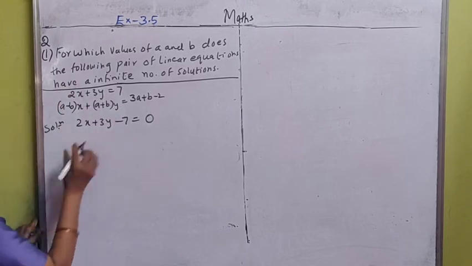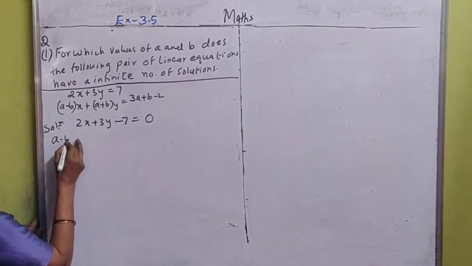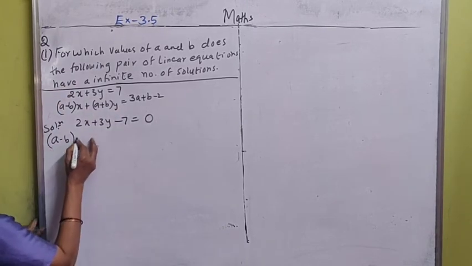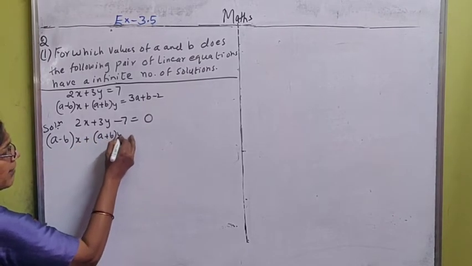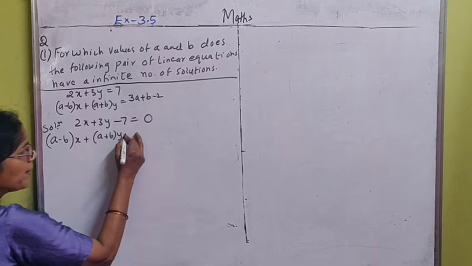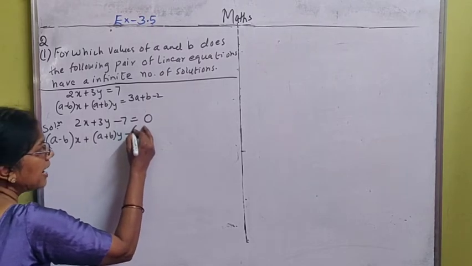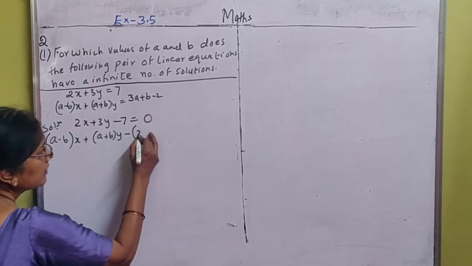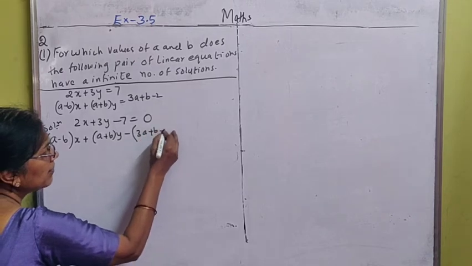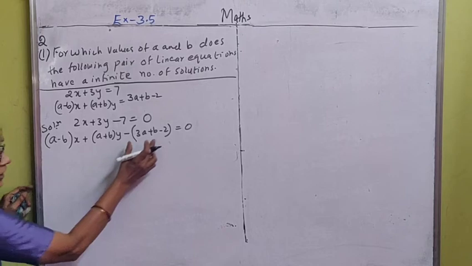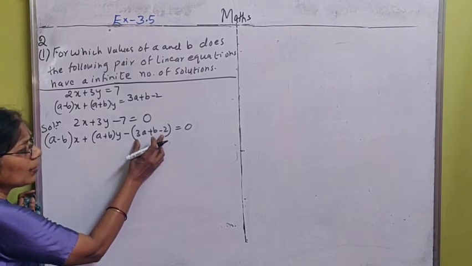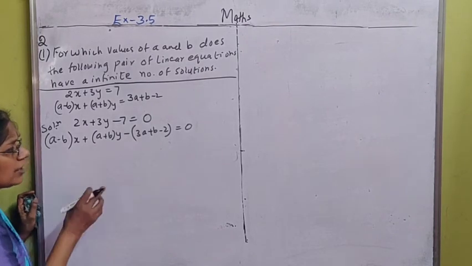These two will remain as it is. So, (a minus b) in the bracket x plus (a plus b) in the bracket y. This will become minus. First I will keep it in the bracket. What is that? (3a plus b minus 2) is equal to 0. Now, if you keep it like this in the bracket, it will be trouble for us.